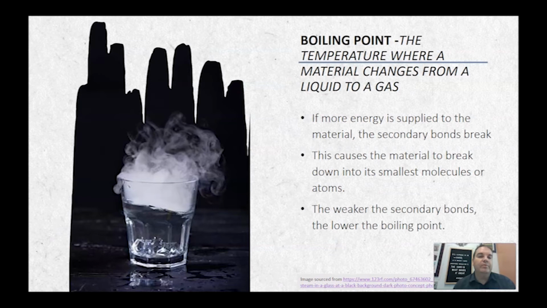And then finally, boiling point, which is related to melting point as well. It's the temperature where a material changes from a liquid to a gas. This is the point where you've got those particles or atoms which are able to move over each other a little bit more. As you supply more energy, you start to break the bonds which are holding them together and they separate. Now you've got them in gas form. The weaker the secondary bonds, those bonds that are holding the molecules together in the liquid form, the lower the boiling point as well.